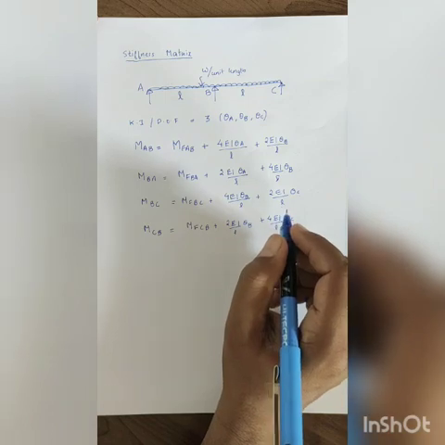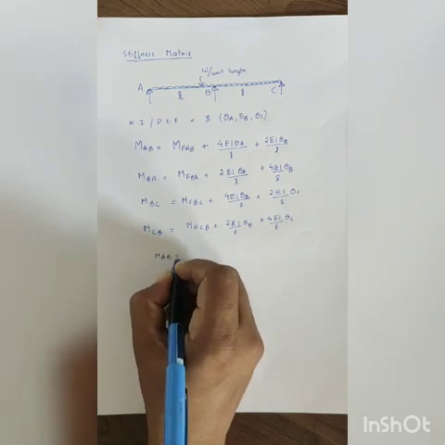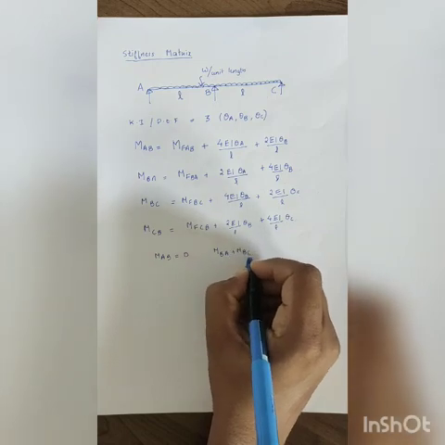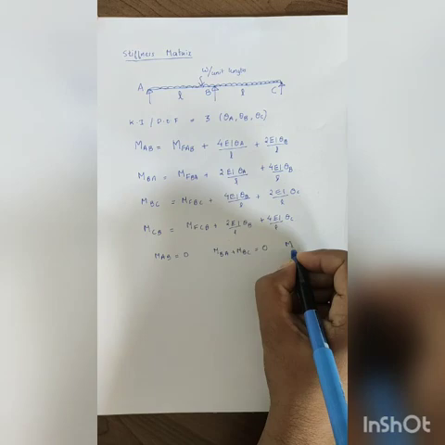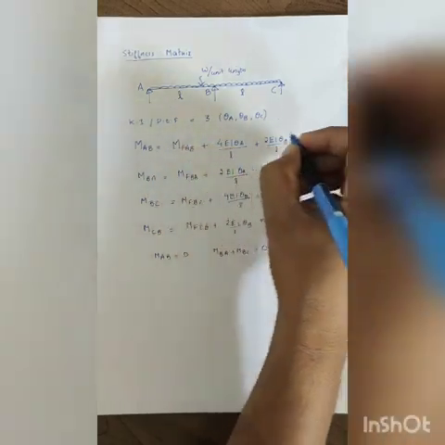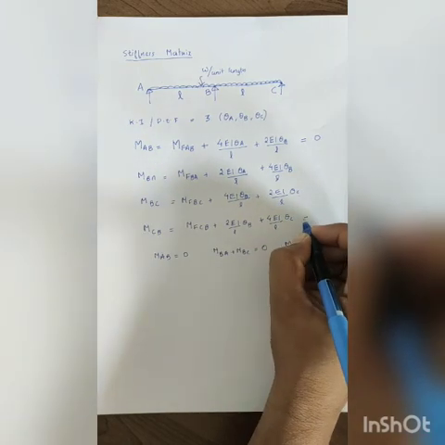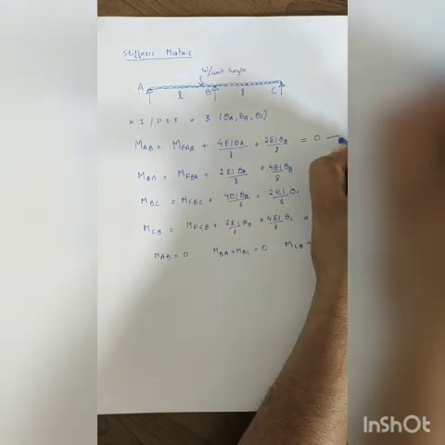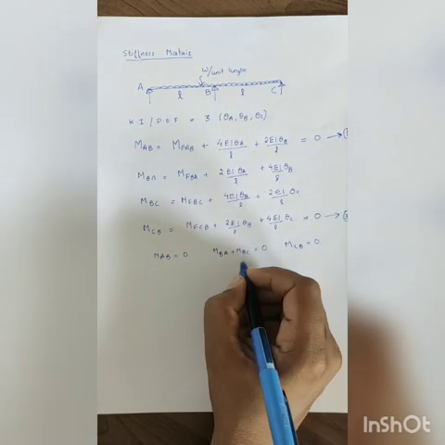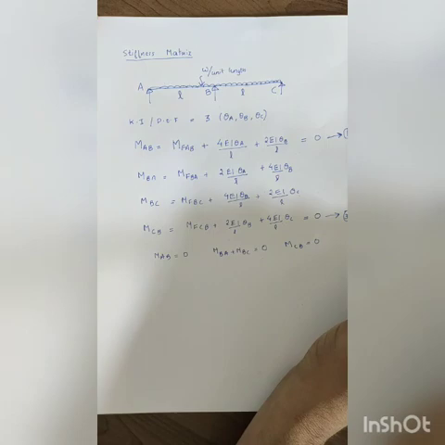So we have three equilibrium equations, that is MAB is equal to 0, MBA plus MBC is equal to 0, and MCB is equal to 0. You know that MAB is this much only, which is equal to 0. You know that MCB is equal to 0, so you can have another equation. I am naming this my first equation and this my third equation, because this is my second equation. The second equation is actually the summation of these two is equal to 0.